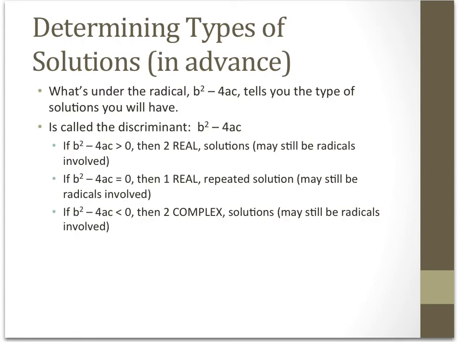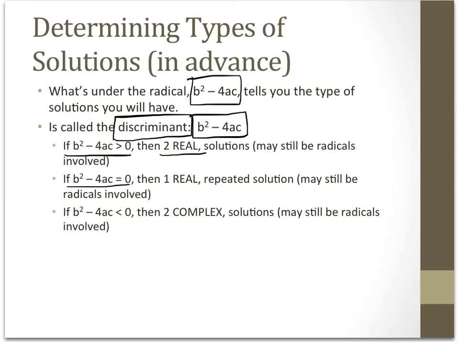Okay, determining types of solutions in advance. This is an interesting concept. What is under the radical tells you what type of solutions you will have. The stuff under the radical, b squared minus 4ac, is called the discriminant because it helps you discriminate what types of solutions you'll have. If the stuff under the radical is greater than 0, then you have 2 real solutions, and there may still be radicals involved. If the stuff under the radical is equal to 0, then you have 1 real repeated solution.